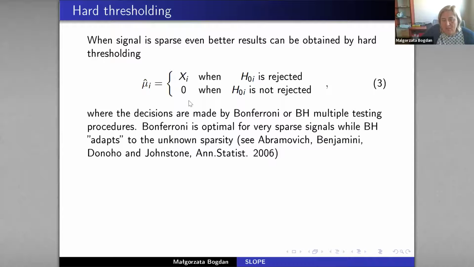If you accept the null hypothesis, your estimator is going to be 0. And only in case when you reject the hypothesis, you estimate your mu by x.